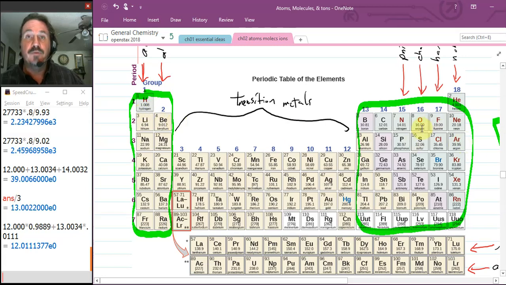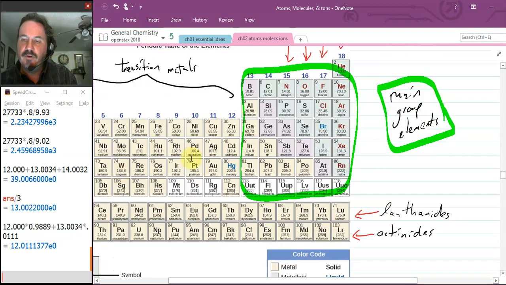Those are called the main group elements. Right? And the main group elements are the chemistries that are going to be easiest to understand what they do. The transition metals are a little different, a little more complicated, and we'll start to pick out those a little bit more. Okay, so main group elements, like I said, are boxed in green here.